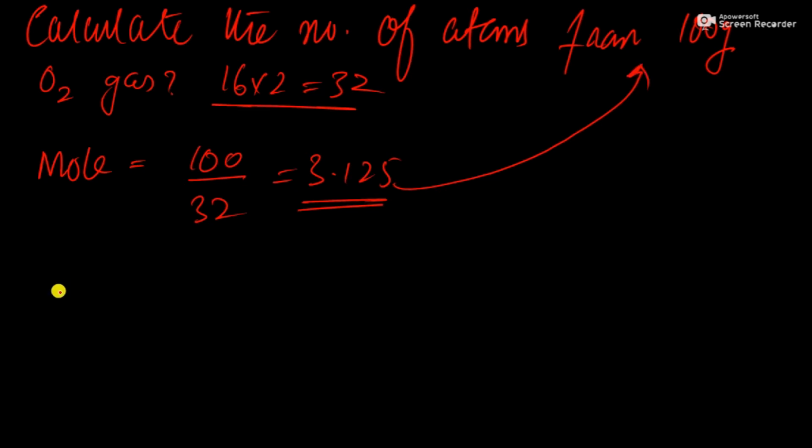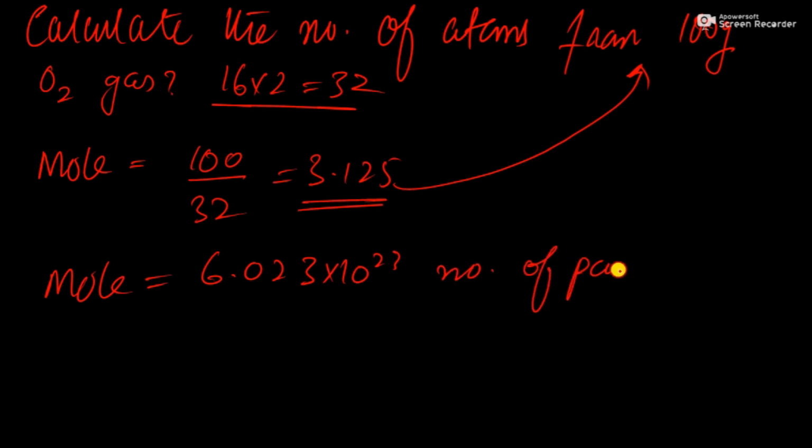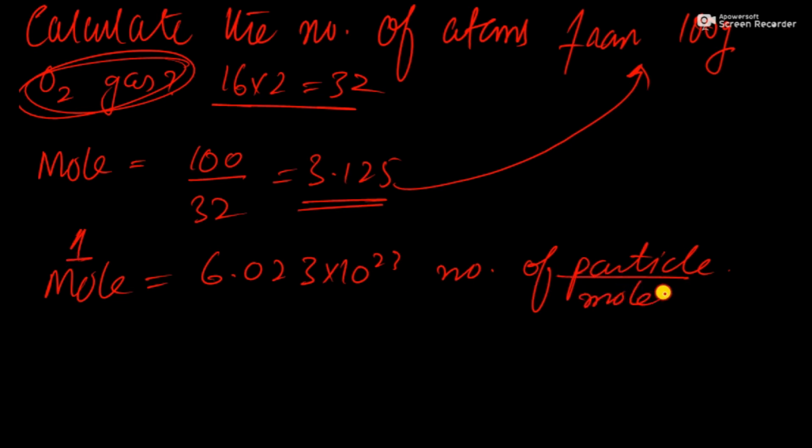And according to Avogadro number, 1 mole is equal to 6.023 times 10 raised to the power 23 number of particles. This time the particles are molecules. So 1 mole contains that number of molecules. Right now we are going to find out the number of molecules in 3.125 moles.